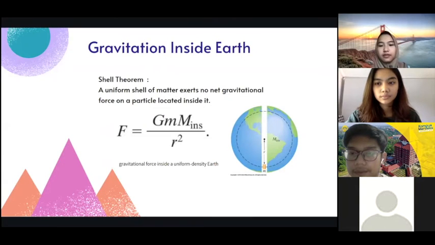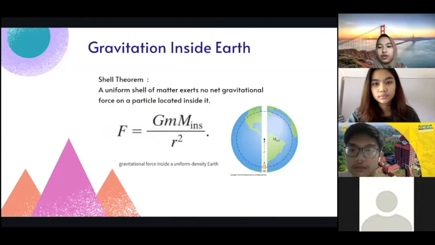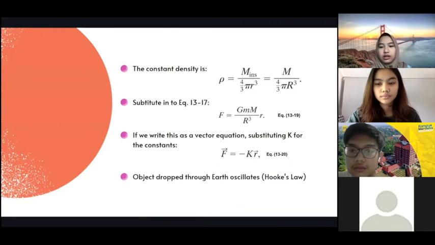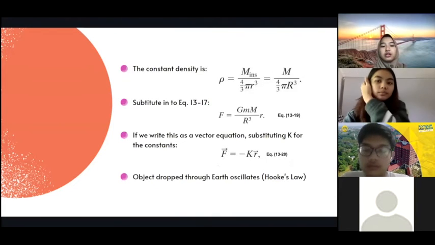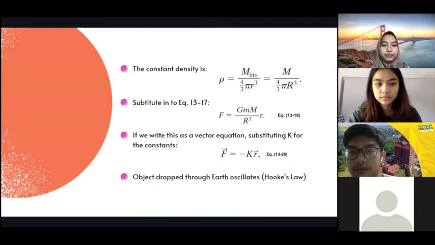And gravitation inside Earth. From the shell theorem, we know that a uniform shell of matter exerts no net gravitational force on a particle located inside. Forces between elements do not disappear, but their vector sum is zero. Now let's find the gravitational force inside a uniform density Earth, where Earth is a solid sphere and not a shell. Next. Now we substitute the constant density into the equation, and then we write this as a vector equation by substituting k for the constant. When an object is dropped through Earth, it oscillates due to Hooke's law. Next.